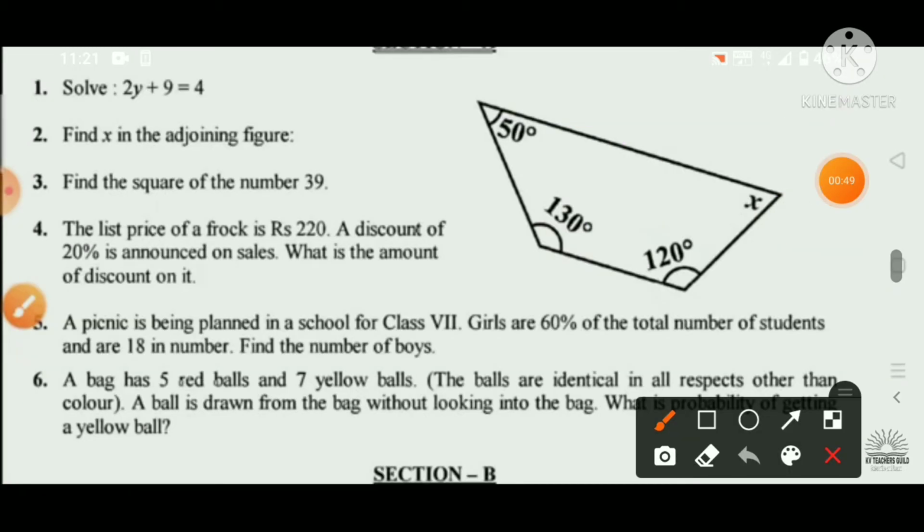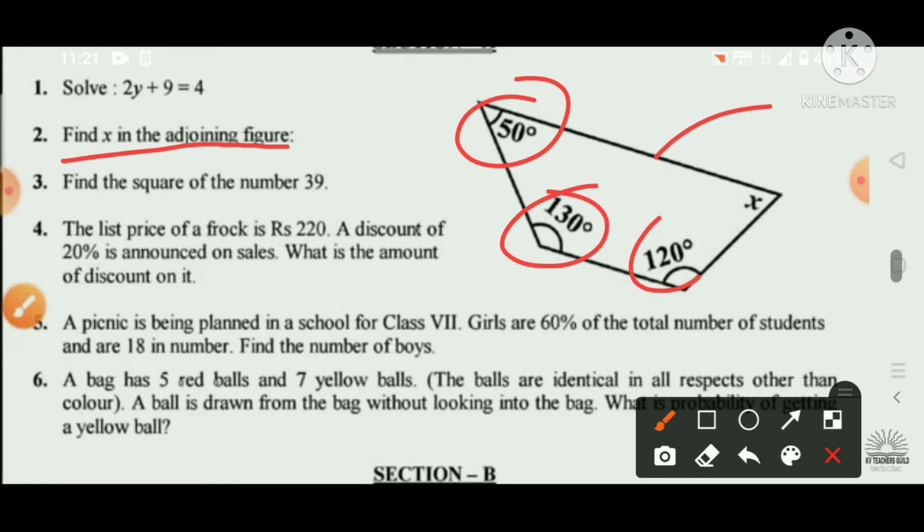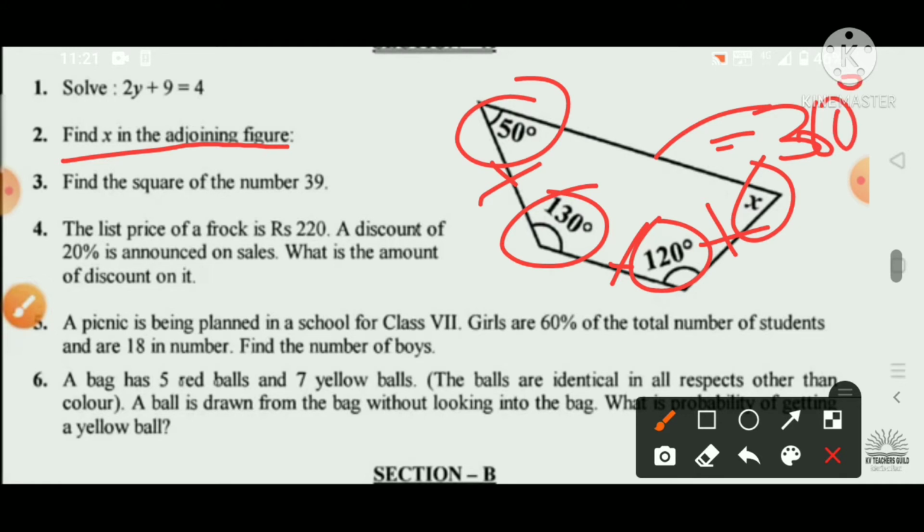The second question is find x in the adjoining figure. Here this is a quadrilateral. In a quadrilateral, the sum of the 4 angles is 360 degrees. So if you add these 4 angles and equate to 360, then you can find the value of x.